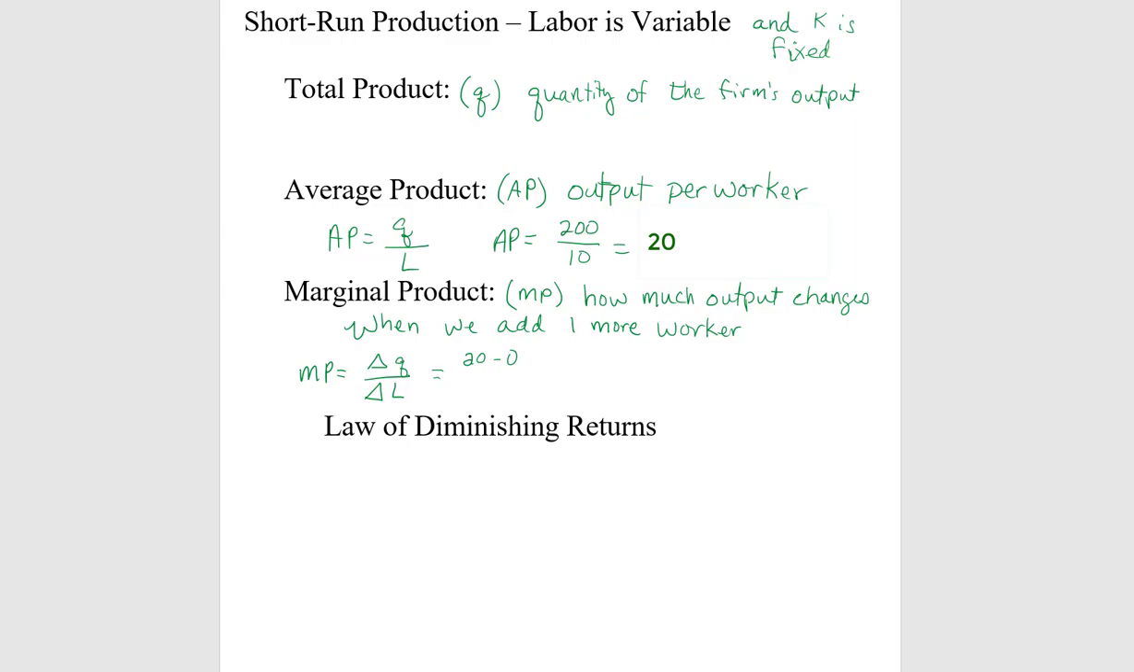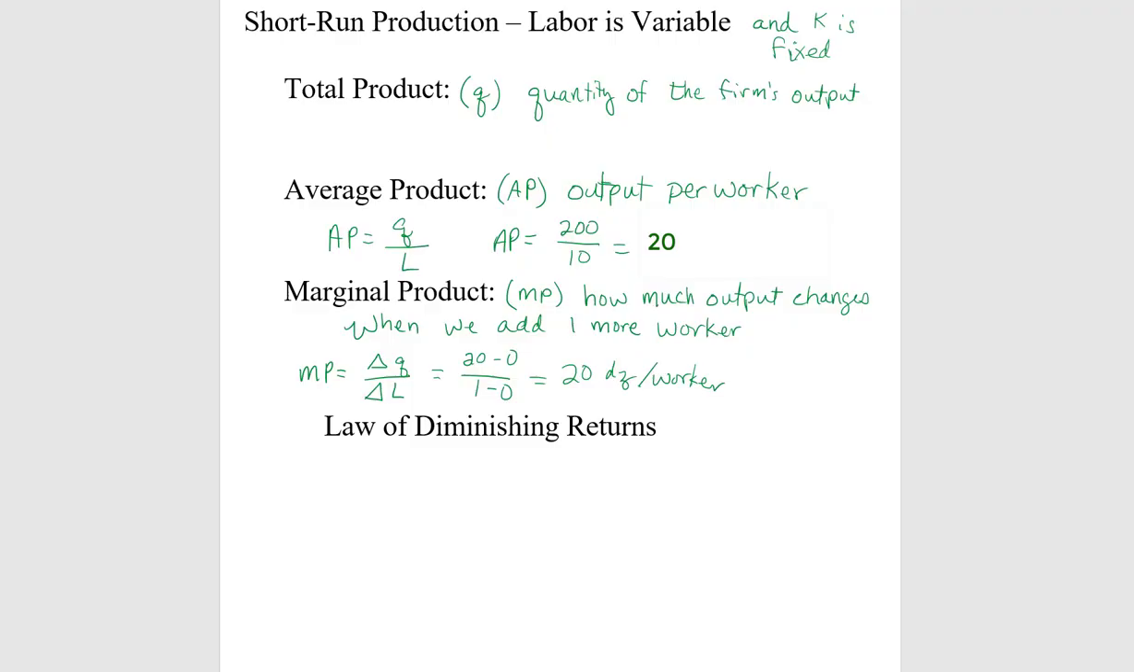minus 0 units of output when we have no workers, 1 worker minus 0 workers, always where you end up minus where you start, over where you end up minus where you start. We started out with 0 workers and 0 output. We ended up with 20 units of output over 1 worker. So that first worker, when we hire them, gets us 20 dozen cookies for that 1 worker.